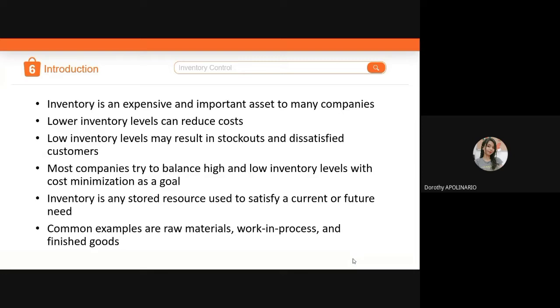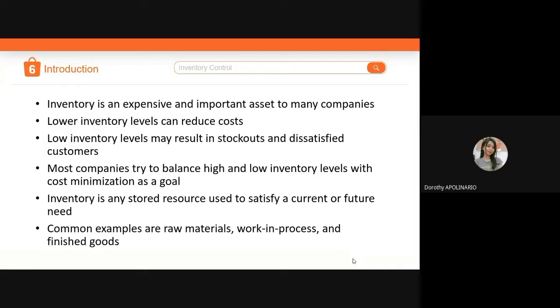So, first, let us have a brief introduction about inventory. Inventory is an expensive and important asset to many companies because it represents as much as 50% of total invested capital and 70% of cost of goods sold. Lower inventory levels can reduce costs by reducing on-hand inventory. On the other hand, having low inventory levels may result in stockouts and dissatisfied customers. That's why most companies try to balance high and low inventory levels with cost minimization as a goal.